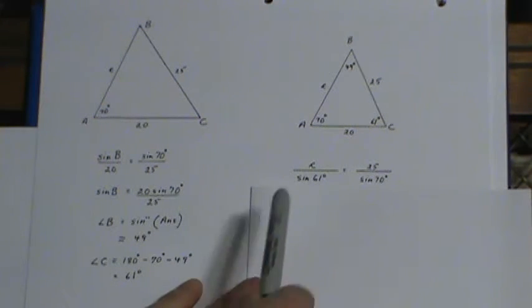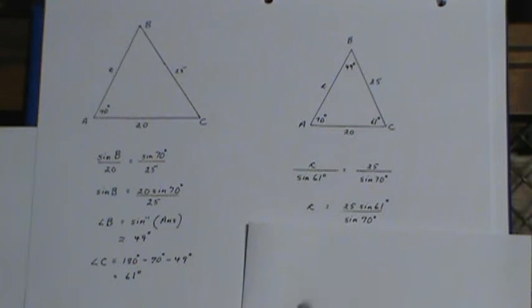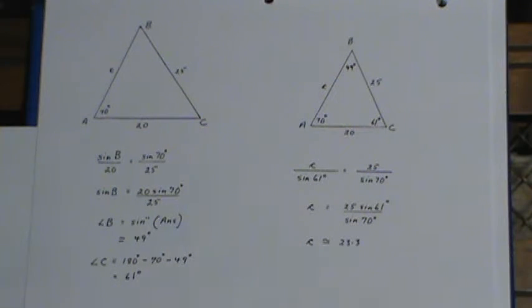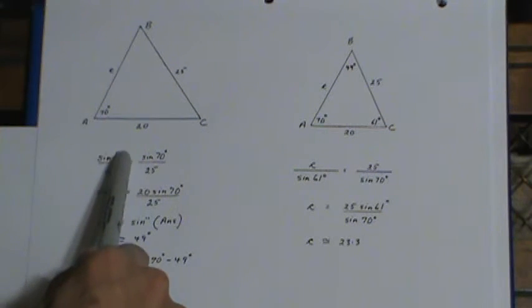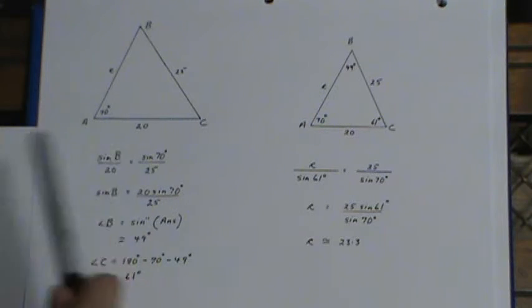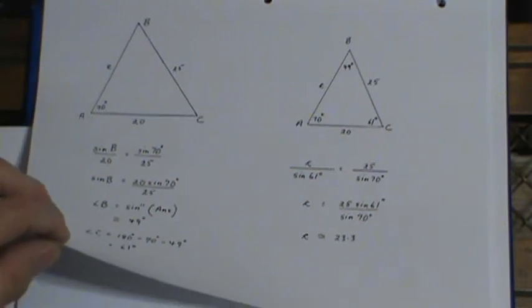Cross multiply, bring this sine 61 up here, put that into my calculator, and that gives me the length of C. It's a very simple formula to use, and you notice here I put the sine on top because I was solving for the angle, and over here I put the side on top. It just makes it easier when you go to solve for it.